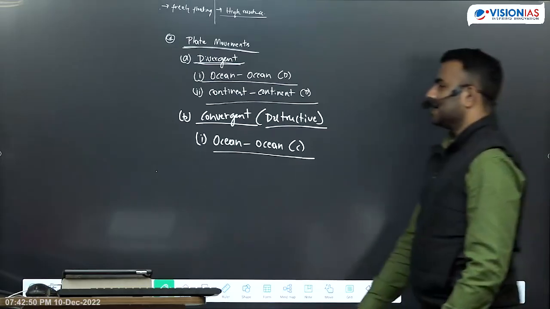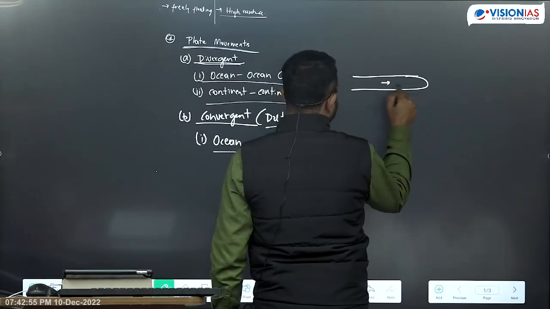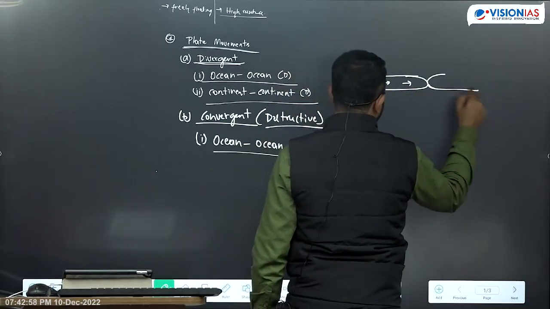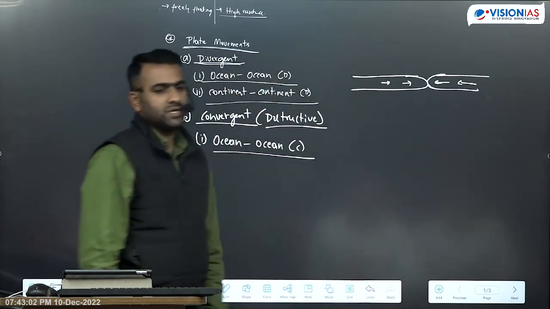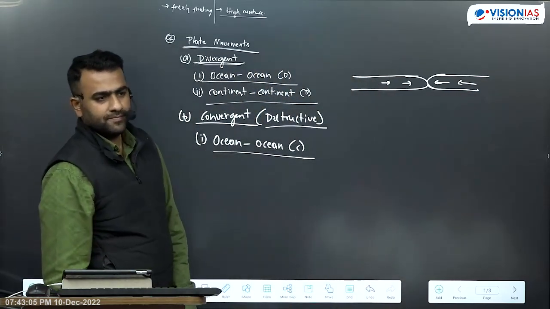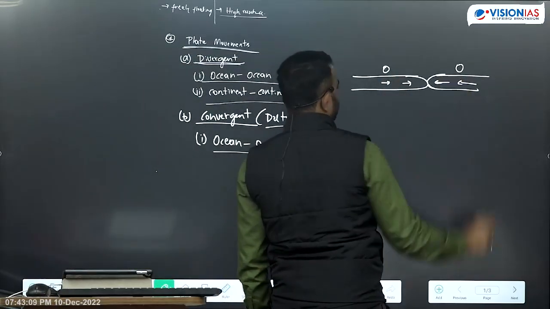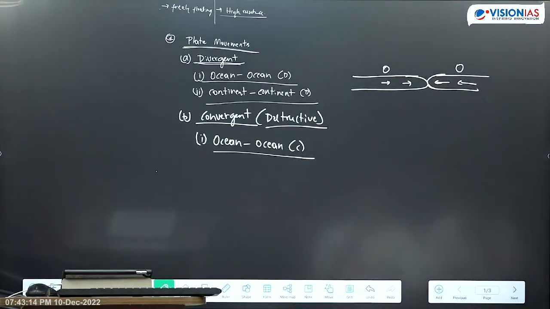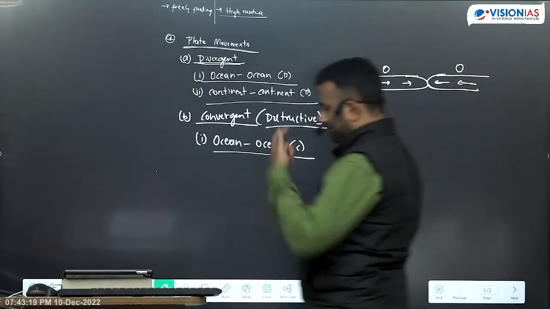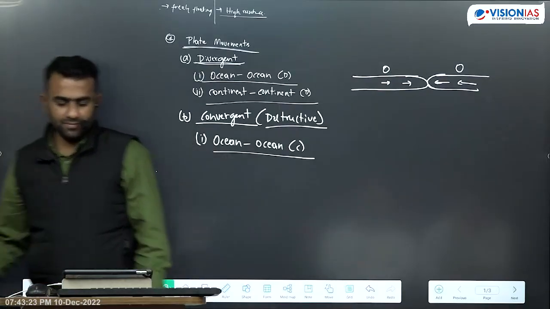So what happens in a convergent plate boundary? Two different plates. ये पहले ही different था, ऐसा नहीं है कि अभी create हुआ है. Two different plates collide with each other. That is what is convergent plate boundary. Right? So in ocean convergence, on both the sides there is oceanic crust. Two different oceanic plates start to move towards each other.